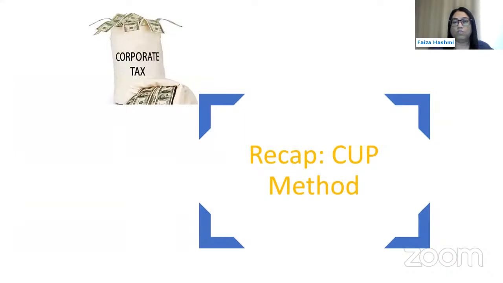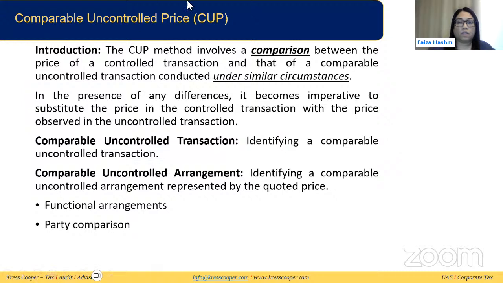Today I will take you through a recap of our previous lecture, which was the CUP method. The CUP method, the comparable uncontrolled price method, is basically a comparison between a controlled transaction, which we do with a related party, and an uncontrolled transaction, which is one where we are doing a transaction with a third party.